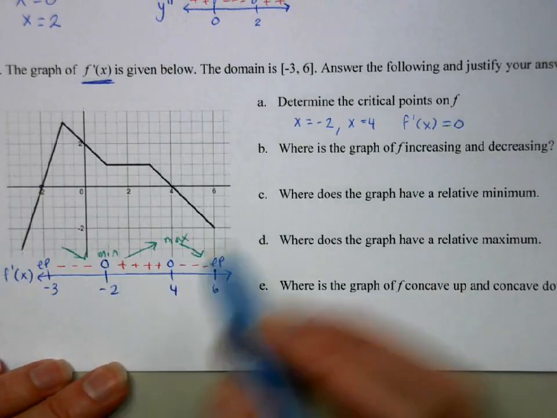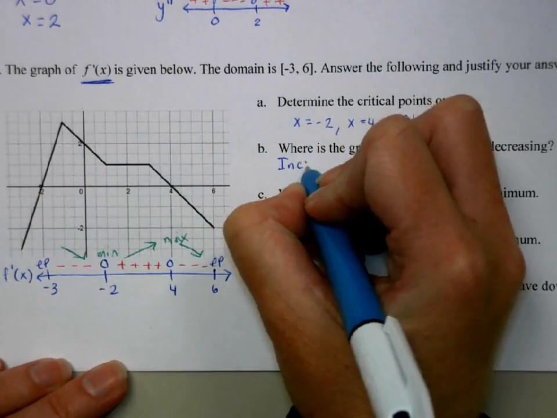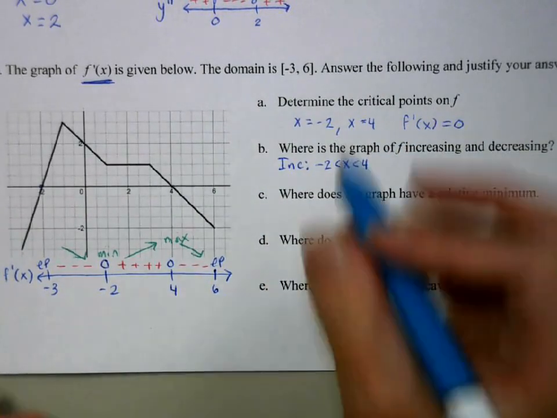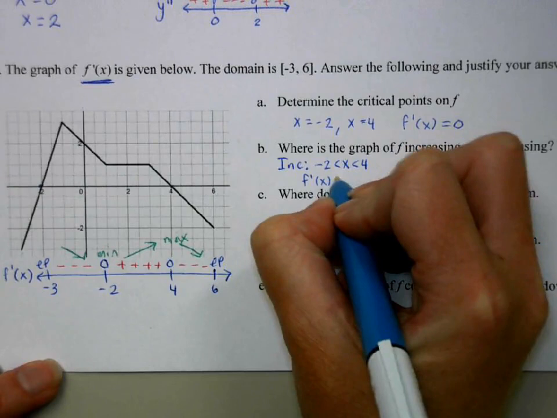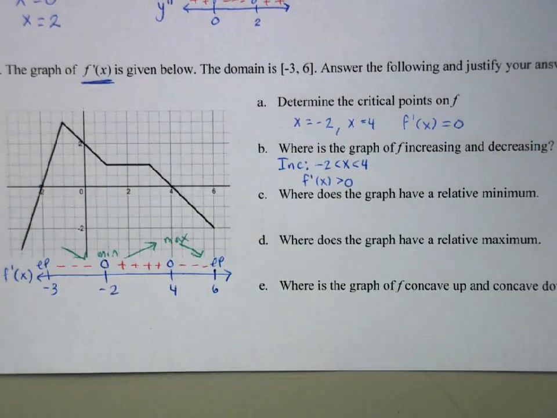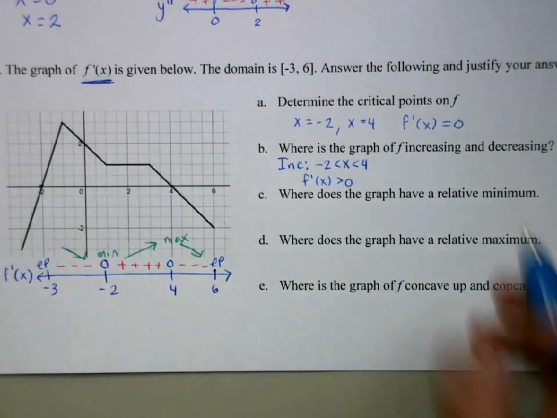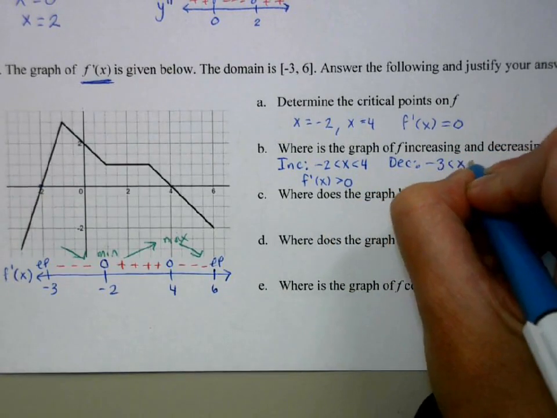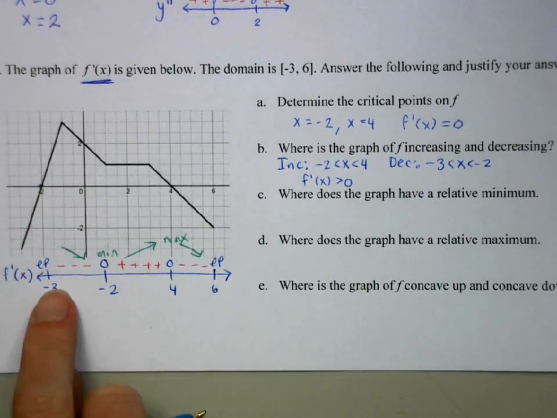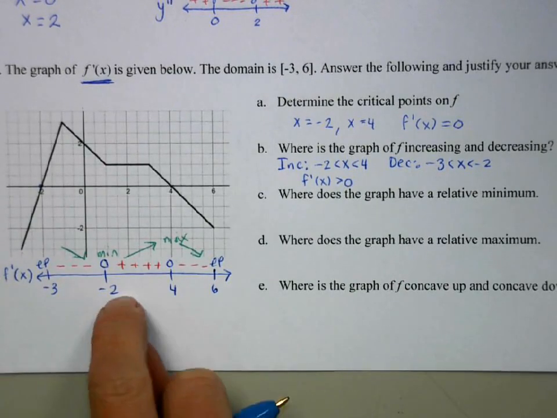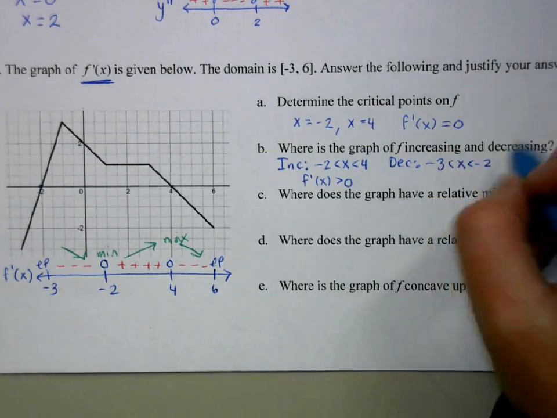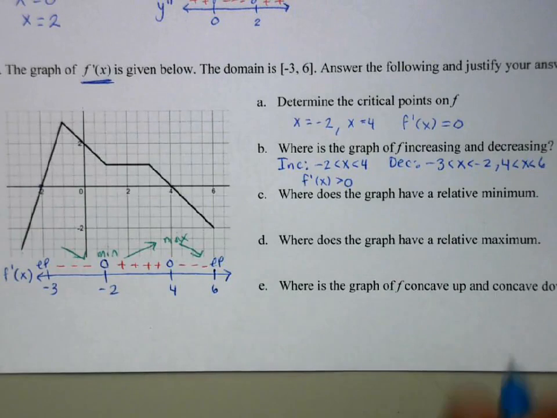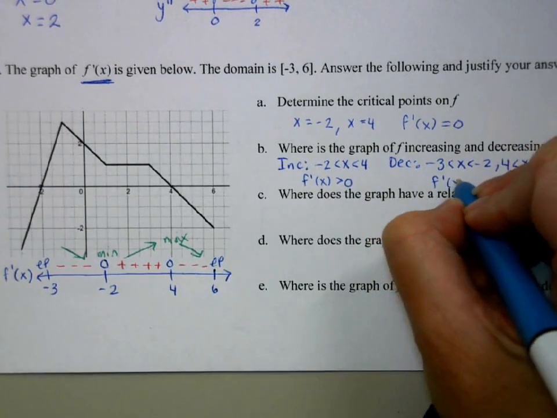That's going to be from -2 to 4, and all I'm going to say is the reason, f prime of x is greater than 0. That is all you have to say, that is all you should say. Decreasing from -3 to -2, so make sure you include those endpoints, because it's not just when x is less than -2, it's specifically here, and then from 4 to 6, reason, because f prime of x is less than 0.